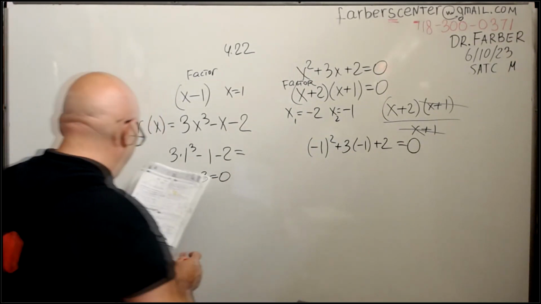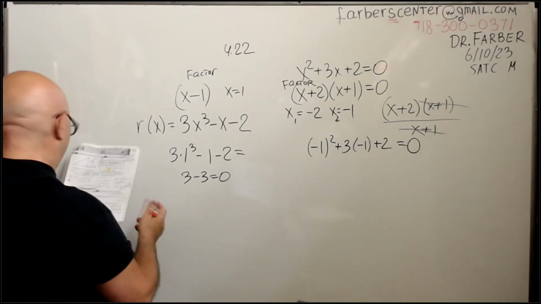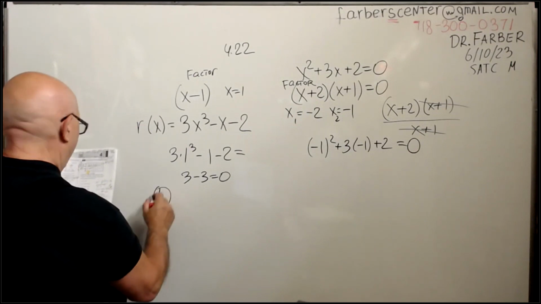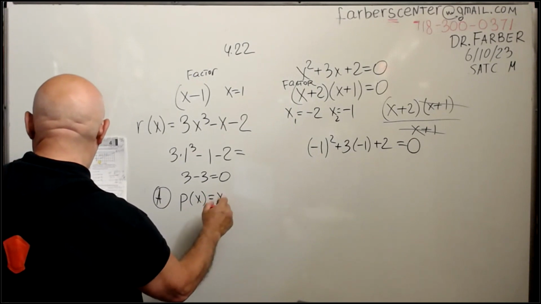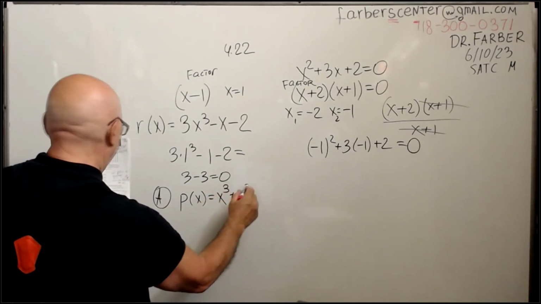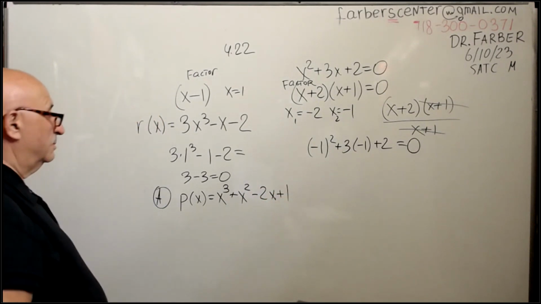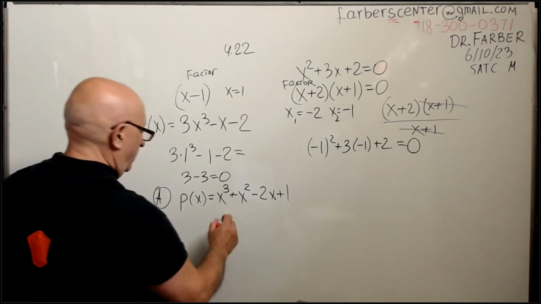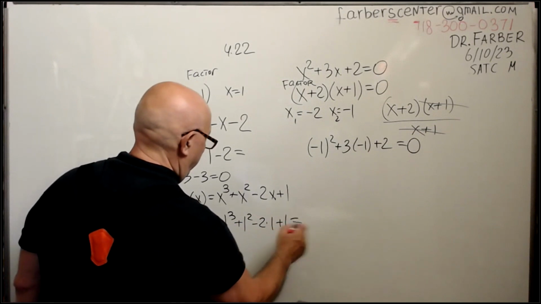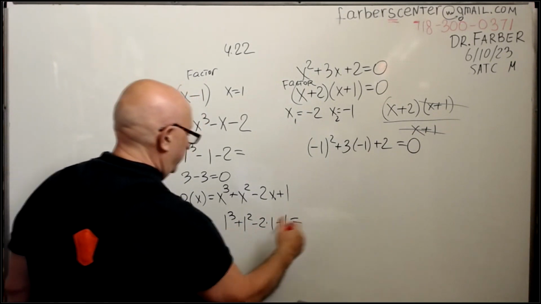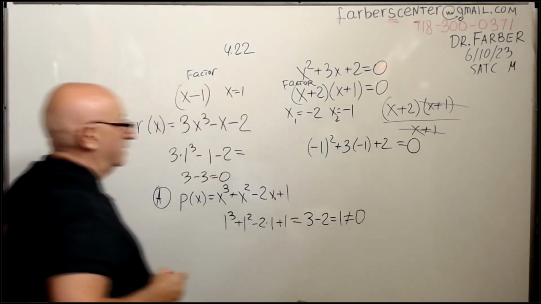If you plug into any other of these, it does not work. For instance, I don't know, a. What do we have in a? P of x equals x to the third plus x to the second minus 2x plus 1. I plug in here 1. 1 to the third plus 1 to the second minus 2 times 1 plus 1. What do I have? 1 plus 1 plus 1, 3 minus 2 equals 1, not equal to 0. This is not a factor.